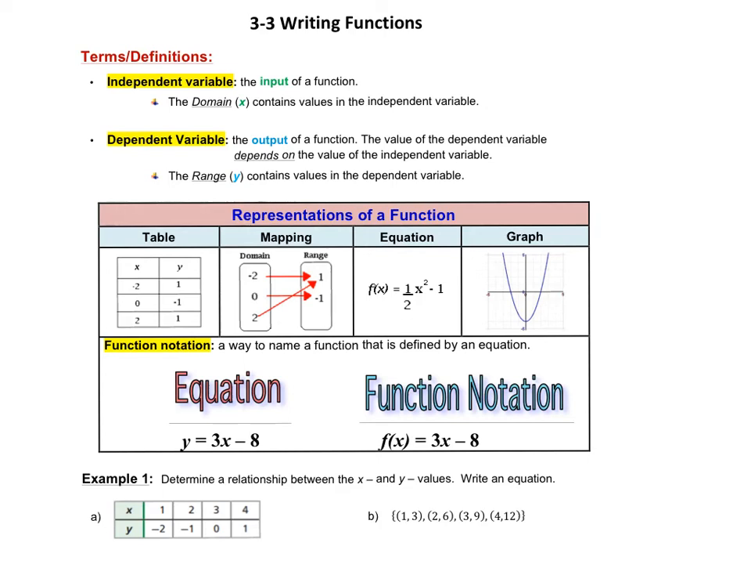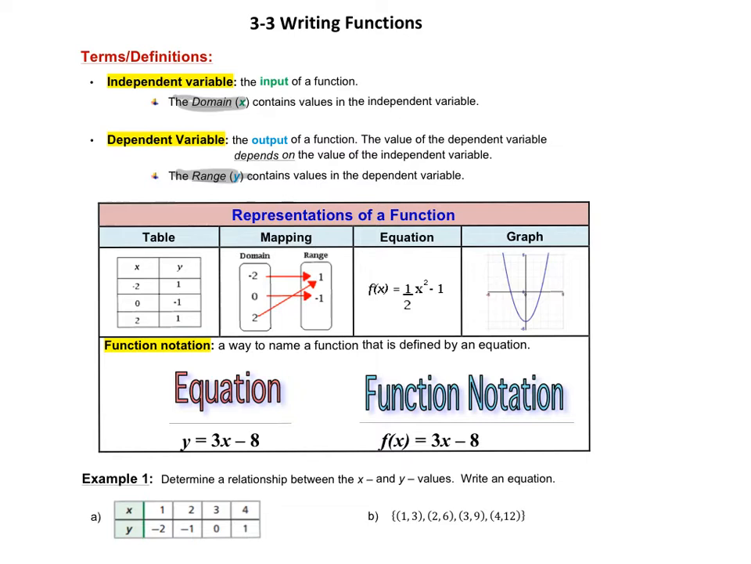This is 3-3, writing functions. So we learned that functions have no double domain and they pass the vertical line test. The domain are the x values, and that would be the independent variable. And the range are the y values, and that would be the dependent variable.